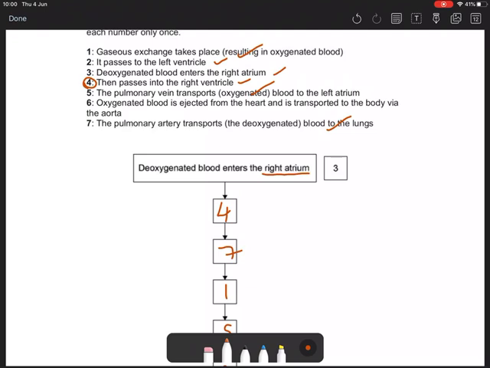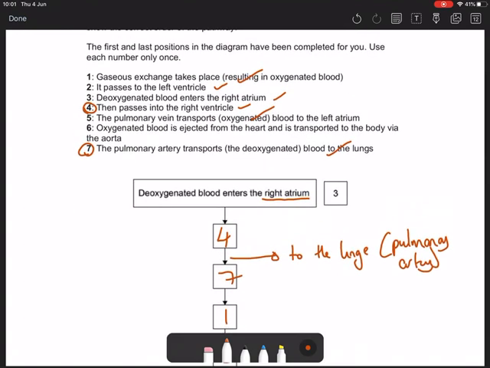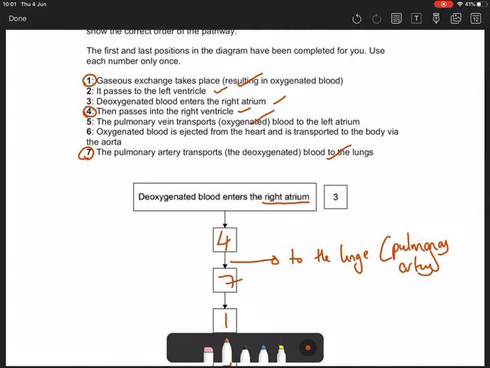Now, if it's deoxygenated blood at this point, it needs to travel to the lungs because it has not got any oxygen. And the way that it's going to do that is the pulmonary, which deals with anything to the lungs, and an artery because it takes the blood away. And that brings us to number 7. Now, once it's gone to the lungs, we're going to experience what's called gaseous exchange, where the carbon dioxide is going to be removed, and then we are going to have an uptake of oxygen. So that will be number 1.